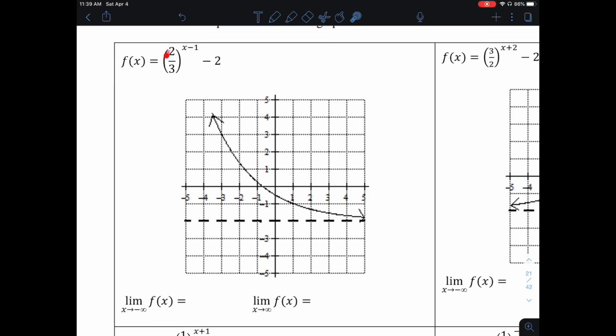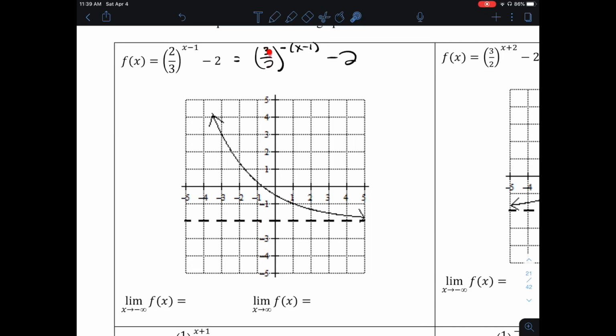One of the restrictions that I gave you folks was to make the base of this exponential function always bigger than 1. So this is 2/3, which is between 0 and 1. To make this bigger than 1, we have to reciprocate this. When that happens, we negate the exponent. So I would prefer to see us write it as 3/2, and then negating the exponent like so.